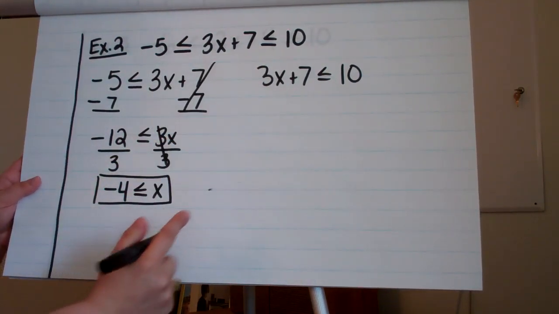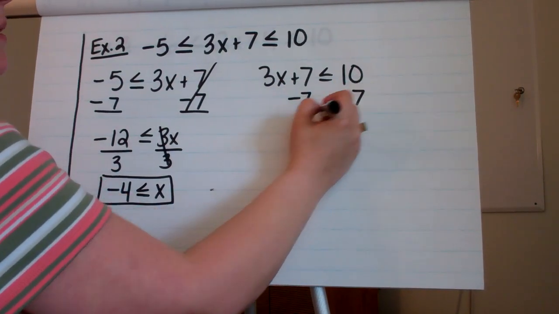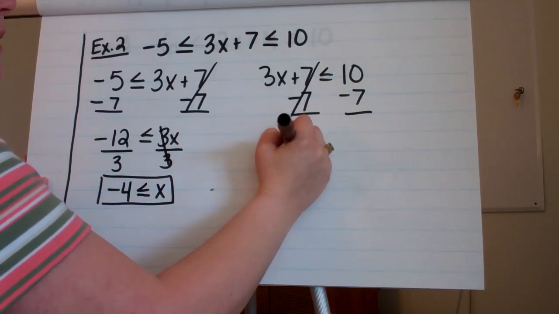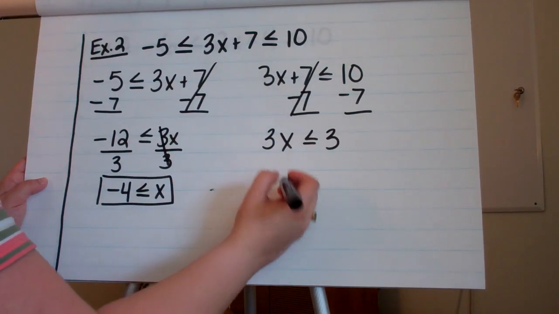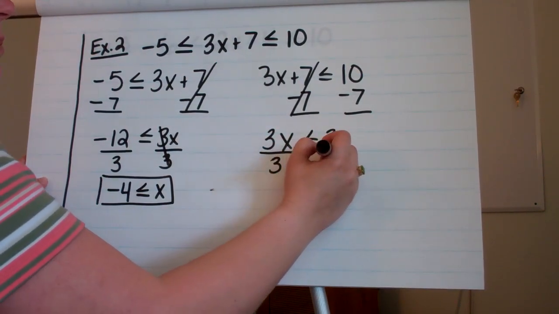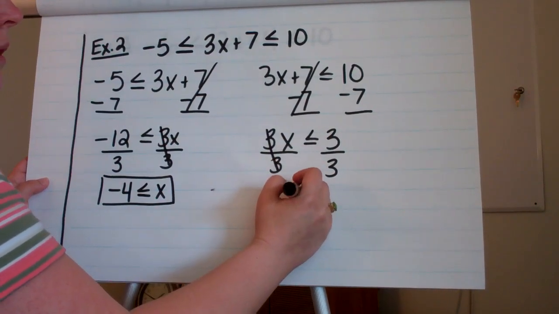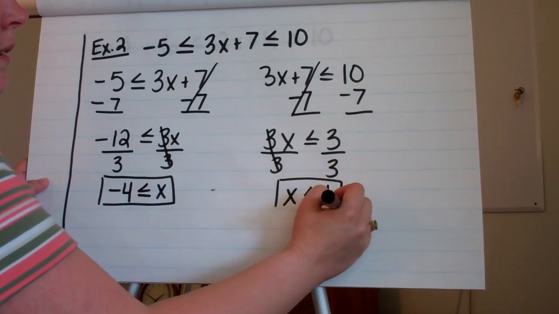Same thing over here. Subtract 7 from both sides. Opposite of addition is subtraction. I have 3x is less than or equal to 10 minus 7 is 3. Divide both sides by 3, and again it's positive, so I'm okay with my symbol. And I have x is less than or equal to 1.